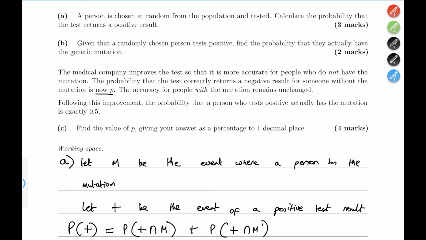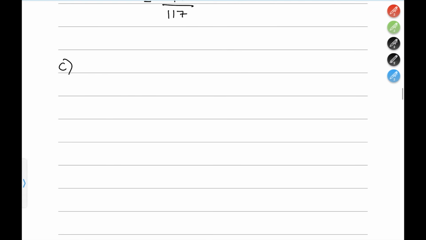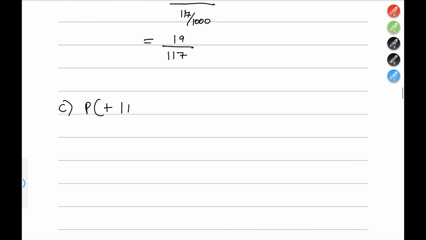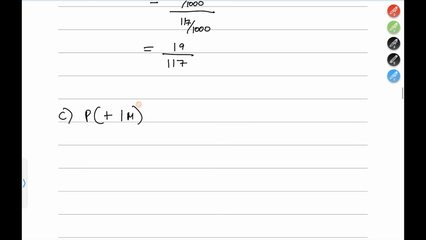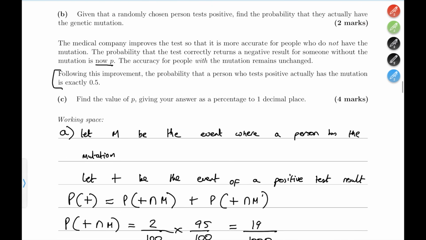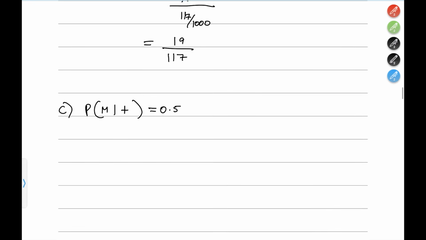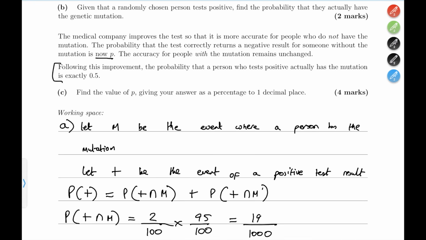So now let's rewrite this information a little bit so it's easy for us to understand. So I'm going to first of all write this out: the probability that you have the mutation, given that you test positive. Sorry, I keep getting confused. Yes, so that is equal to 0.5. And we're trying to find the value of P such that this is true. And we can see here that the test correctly returns a negative result with probability P.